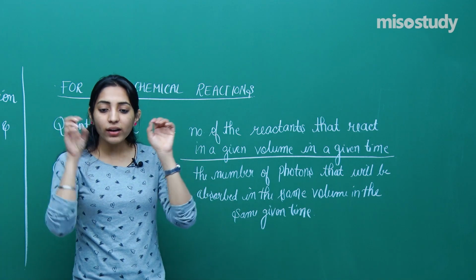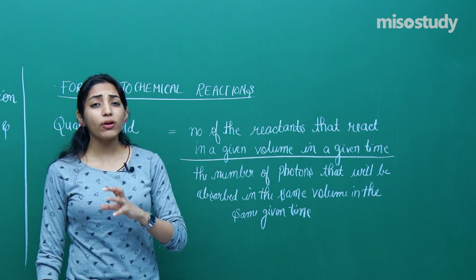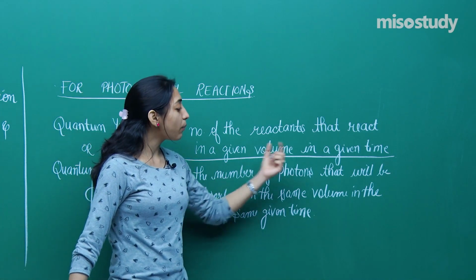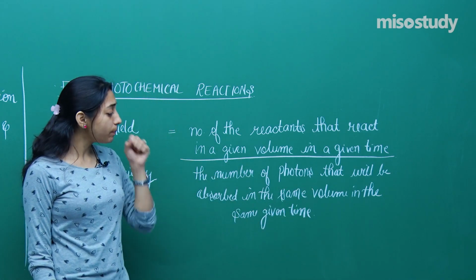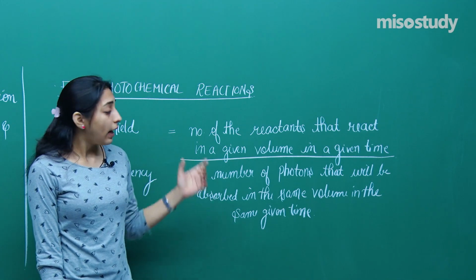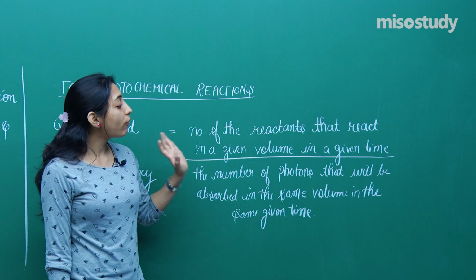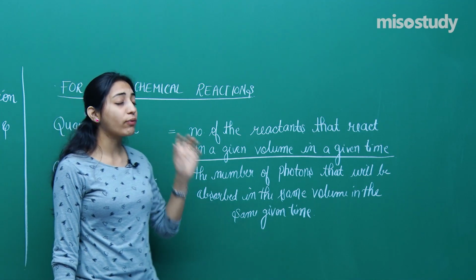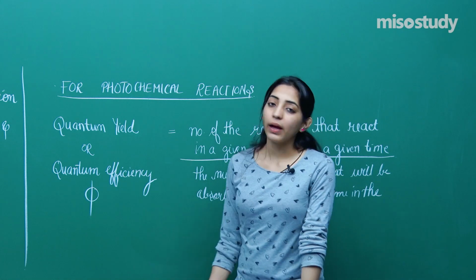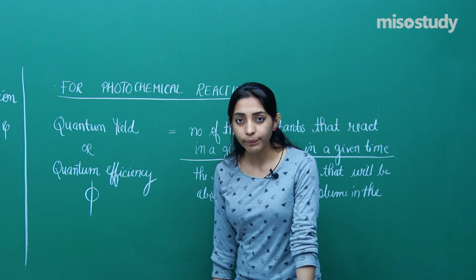So maybe you are putting in 200 photons, but out of which only 100 of them are getting absorbed. So here we will say the number of photons that will be absorbed in a particular volume in a particular time, and in the numerator we will have the number of reactants that are going to react in a given volume in a given time. So that is what is quantum yield or quantum efficiency.